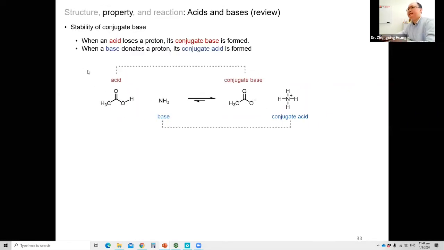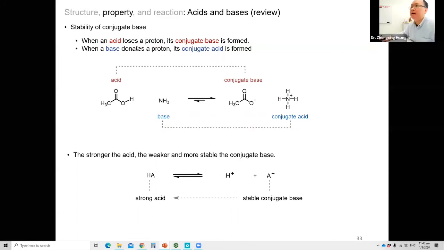So another concept is called conjugate base. The definition is that when an acid loses a proton, its conjugate base is formed. So you have acetic acid, and its conjugate base is this anion, which is acetate, what we call it. And if this is an ammonium salt, NH4+, which has a proton to donate, this is the acid. This is the base. If this base accepts a proton, it becomes its conjugate acid. So acid, conjugate base, base, conjugate acid. Keep that in mind.